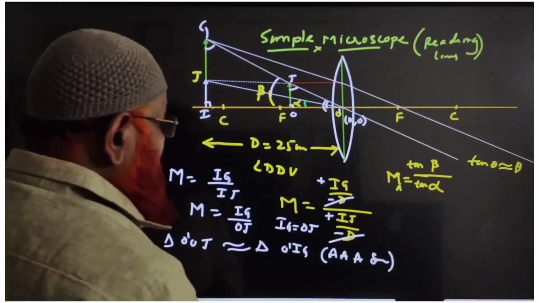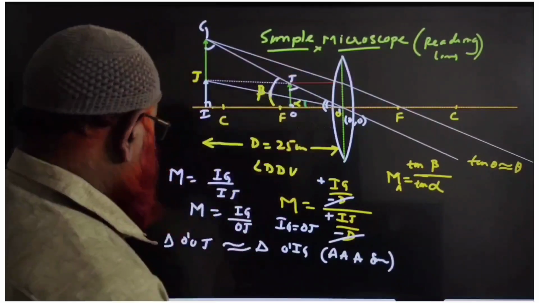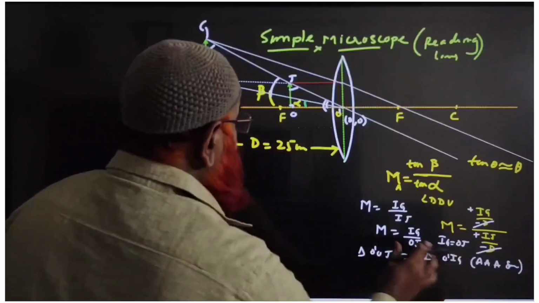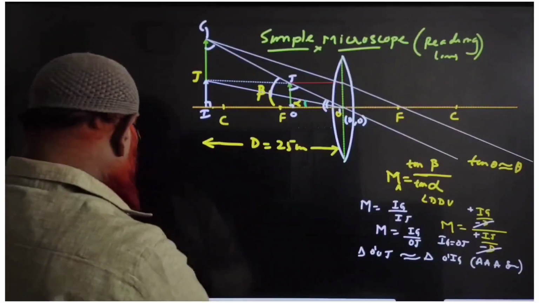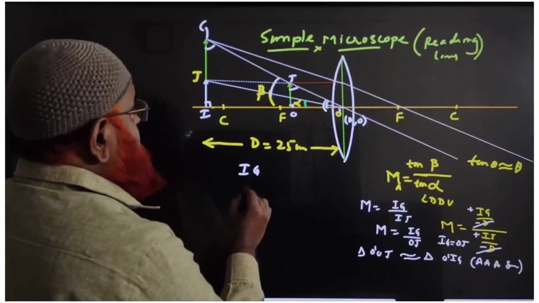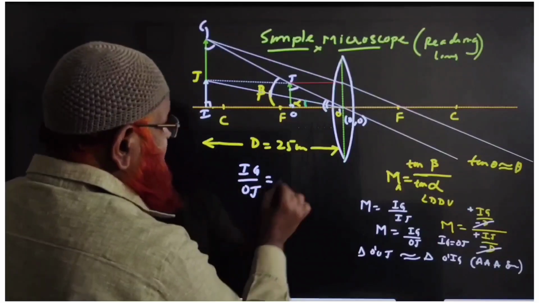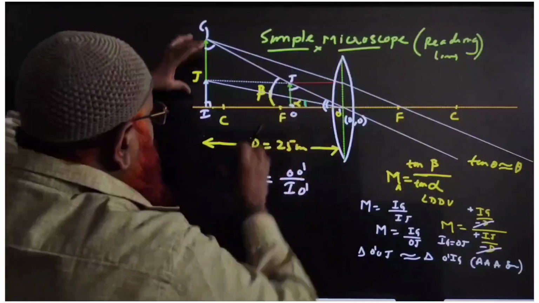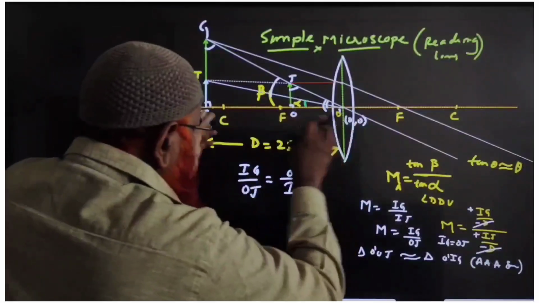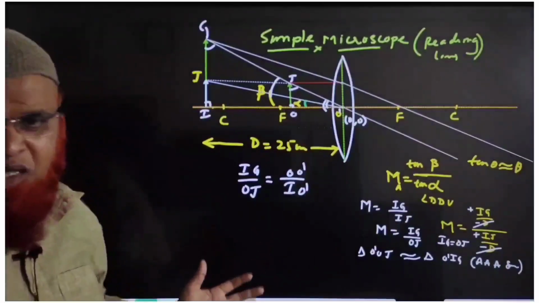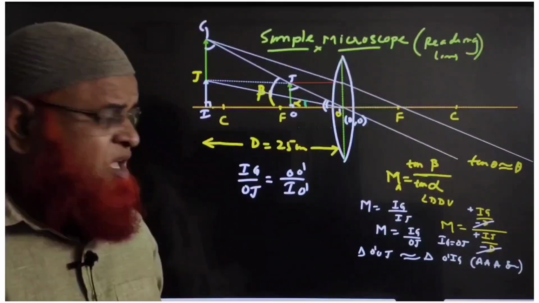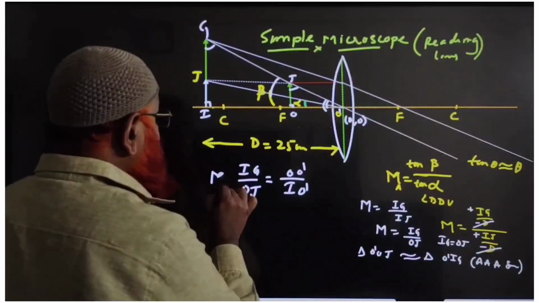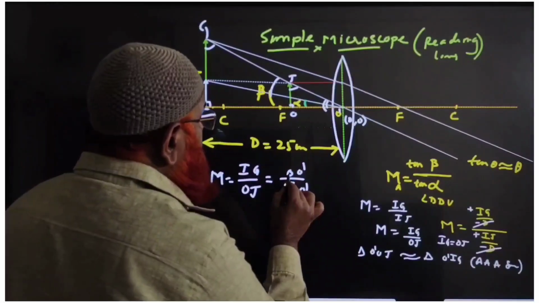So when you take similar triangles here, the ratio of their sides will be the same. Okay, what does it mean? Let me discuss here. As they are similar triangles, the ratio of their sides means what? We can take IG by OJ is equal to OO dash by IO dash. Okay, this IG by OJ and IO dash by OO dash, they are going to be the same. Once you prove the triangles are similar, we can say that the ratios of their sides are going to be the same here. Therefore, IG by OJ is nothing but magnification. Instead of magnification, we can take OO dash by IO dash.